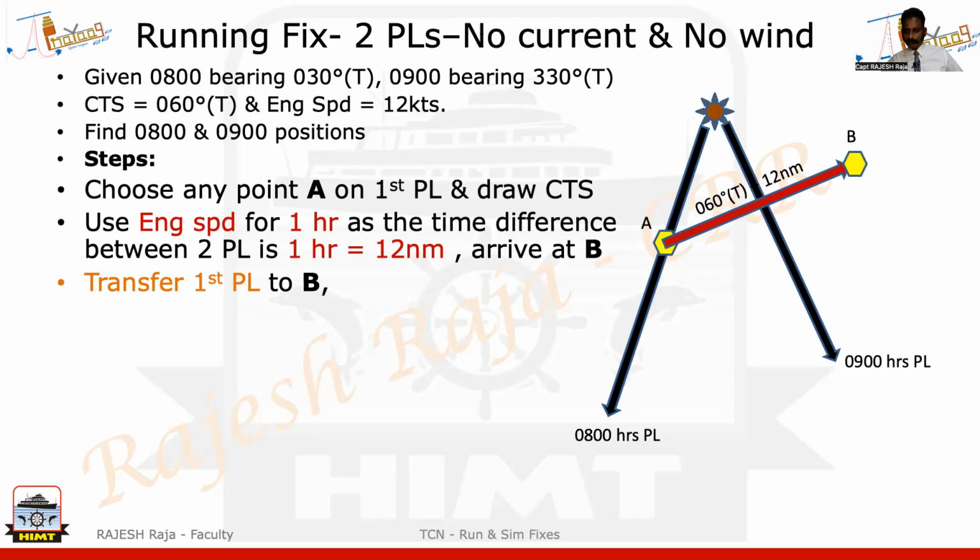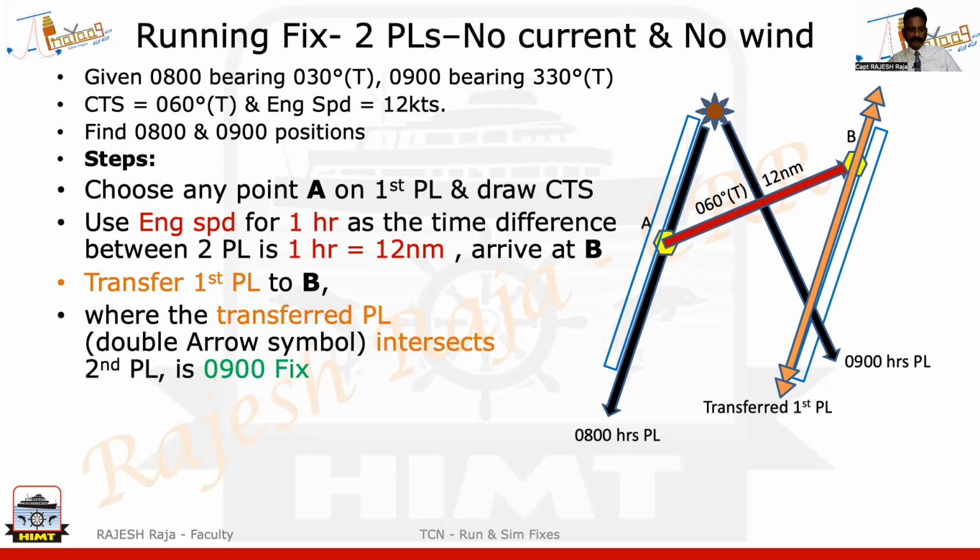to Bravo. So I'm going to take a parallel ruler and move it. I'll get it here. And I'm going to mark this with a different symbol. I'm going to put double arrows on both sides, which clearly means it is an indication of a transferred PL. So you can see I've done a transferred PL.